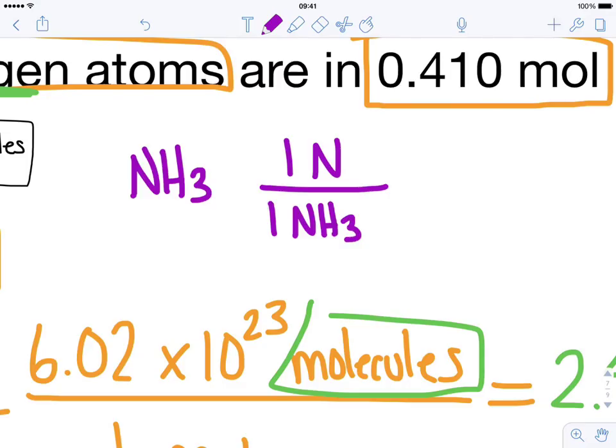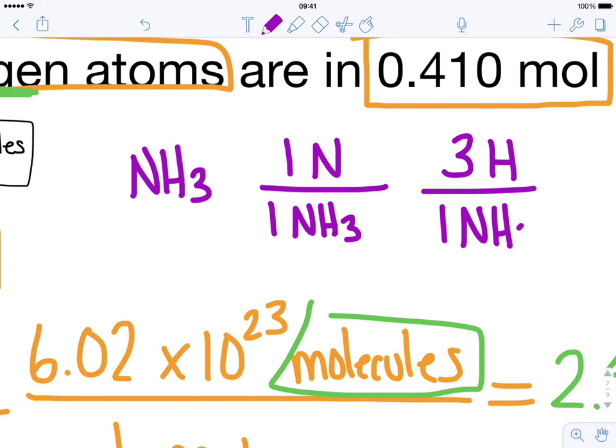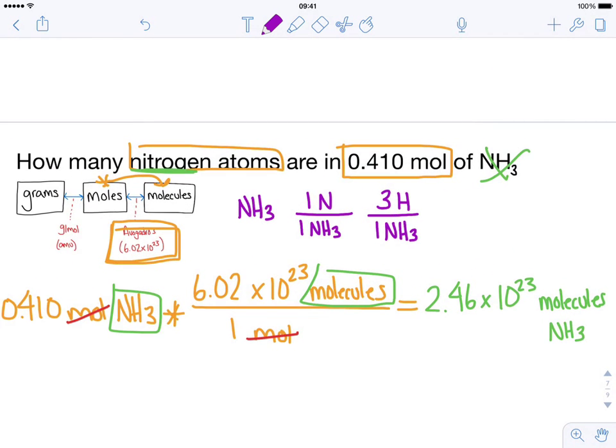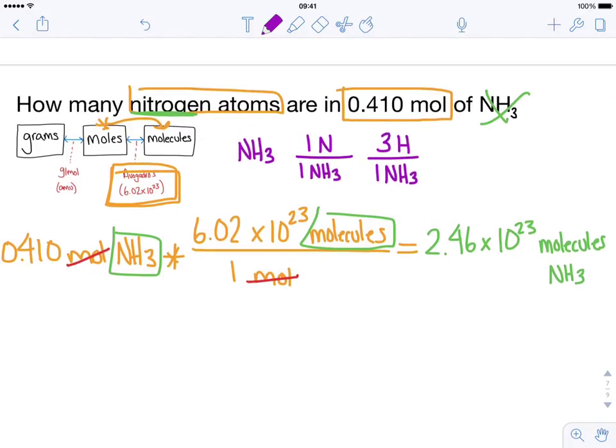And we can also say that there are 3 hydrogens to one NH3. So if we have here molecules of NH3, and we want NH3 to cancel out, which of these conversion factors are we going to use? Well, we're not interested in how many hydrogen, so we're not going to use this conversion factor, which means we're going to use this conversion factor.